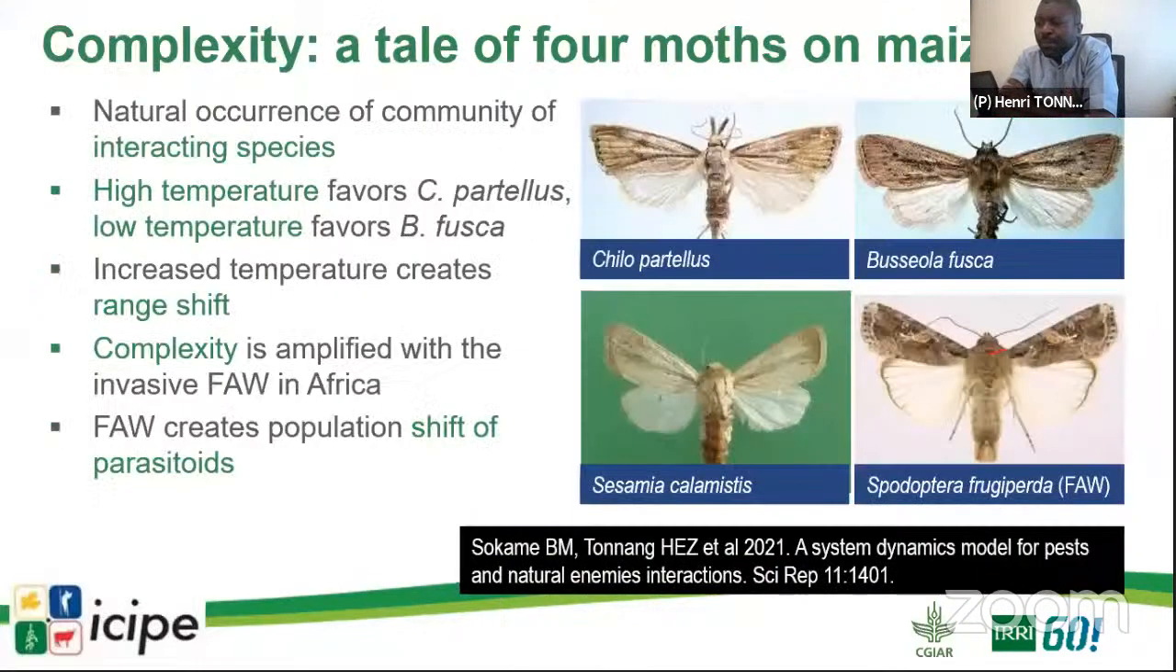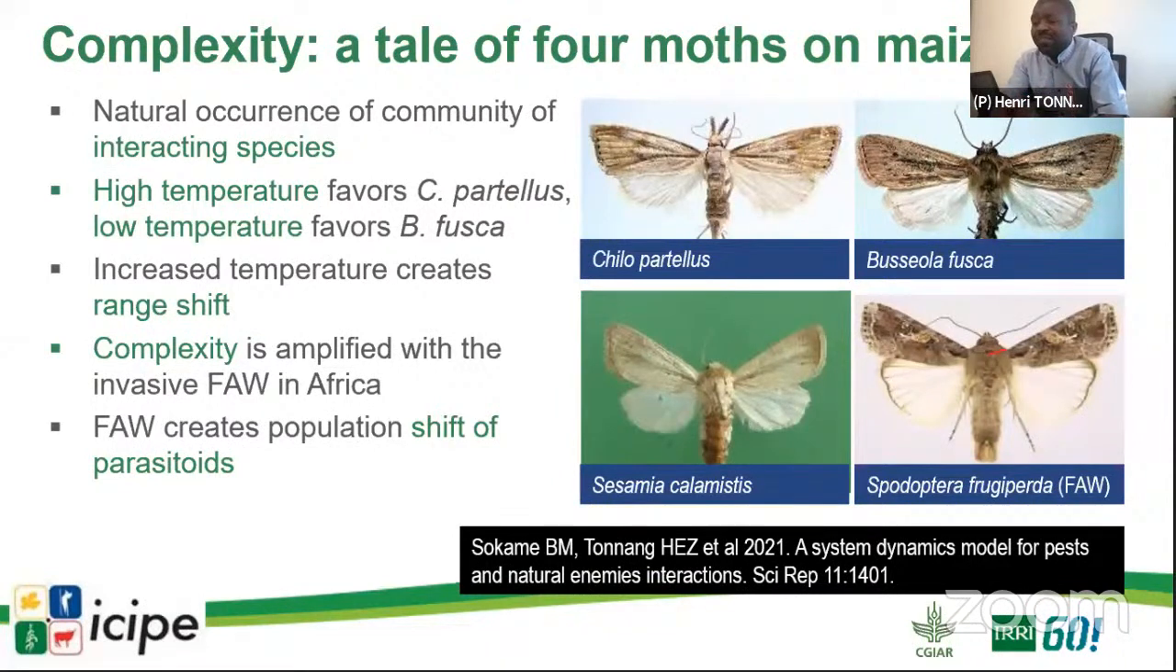Second slide, please. In the second slide, we talk about the complexity and we show a tale of four insects. The impact of climate change on insect species is a very complicated matter, and I will try to illustrate this complexity taking four different moths: Busseola fusca, Sesamia calamistis, Chilo partellus, and Sesamia, which usually attack maize in sub-Saharan Africa. These pests often form a community and live within the same field at different elevations.